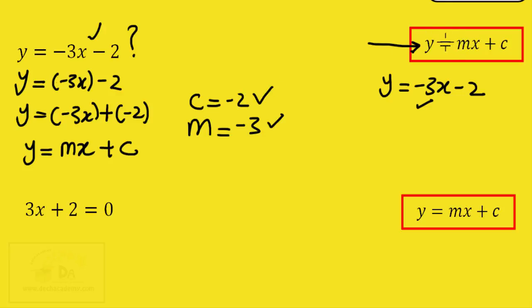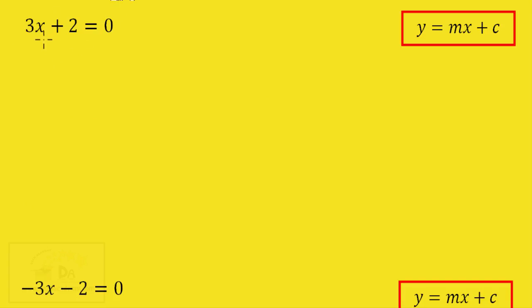Being a general form, it means that it captures all possible linear equations. All you have to do is just assign m and c values to get specific instances like this equation here. We have a few more examples to go through. What about the equation 3x plus 2 equals 0? Is this a linear equation? Is this an equation of this form, the general form of all linear equations?